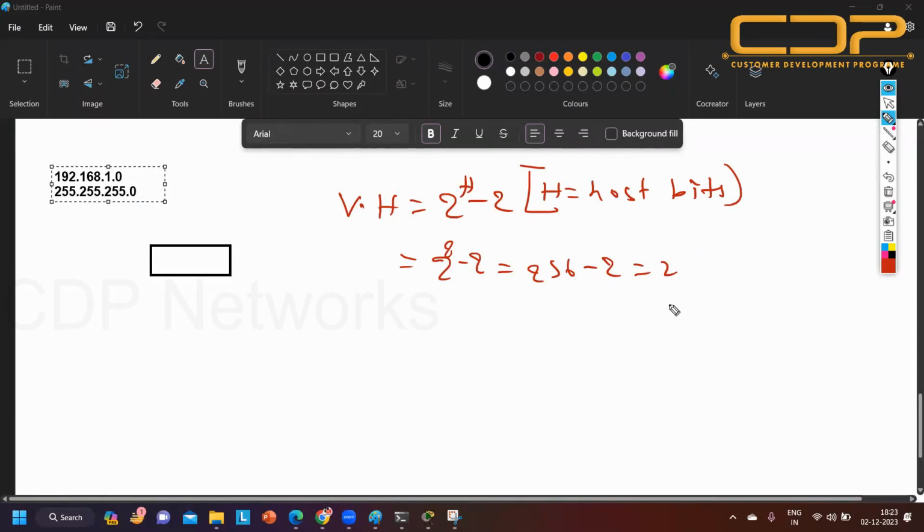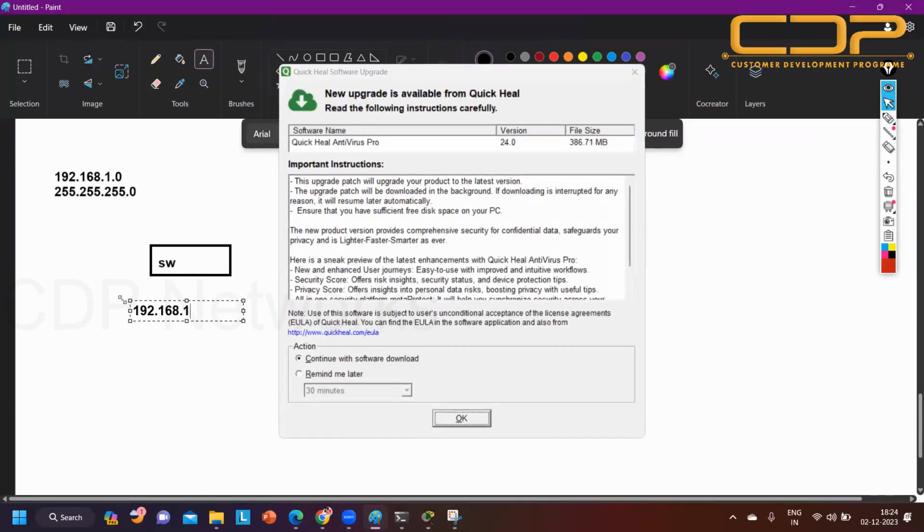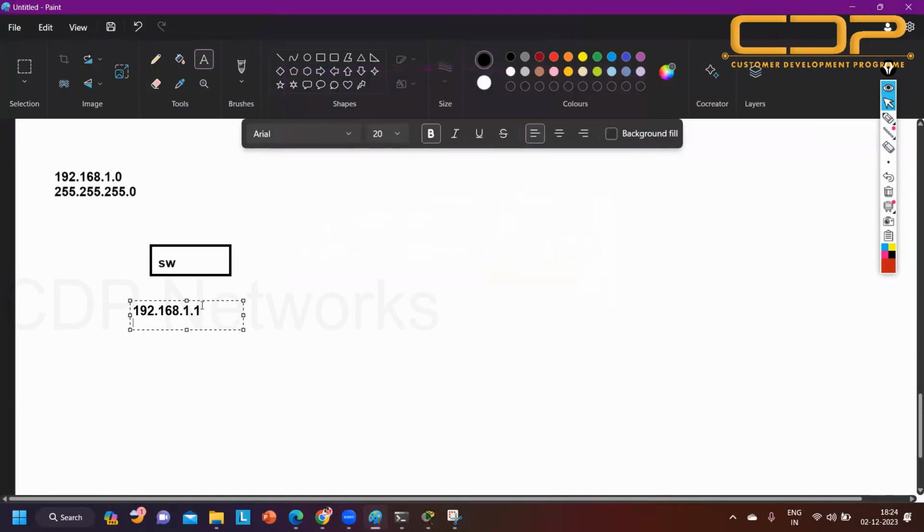So, okay, I need 50 IP addresses here. Let's say this is my switch. And here I am connecting 50 computers, and I will assign IP addresses to all from this range, 192.168.1. Let's say I have assigned IP addresses to machines from 192.168.1.1 to 192.168.1.50. The last computer's IP address is this one, and the first computer's IP address is this one.